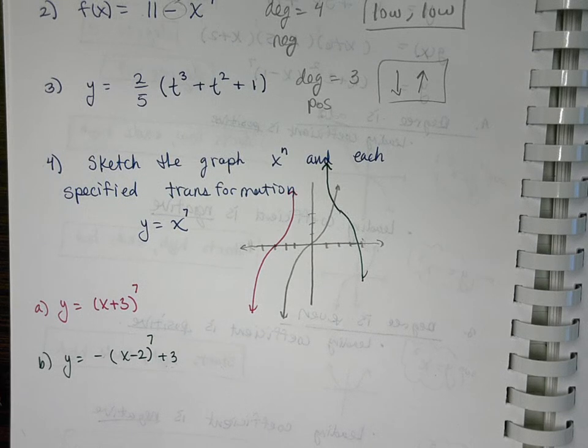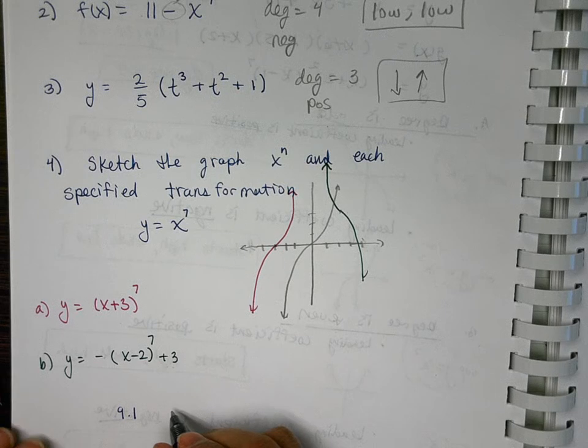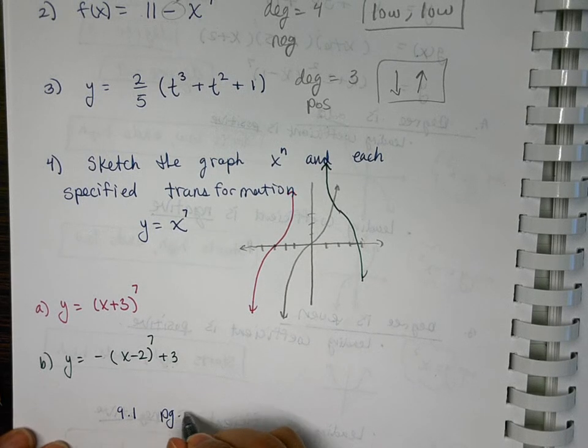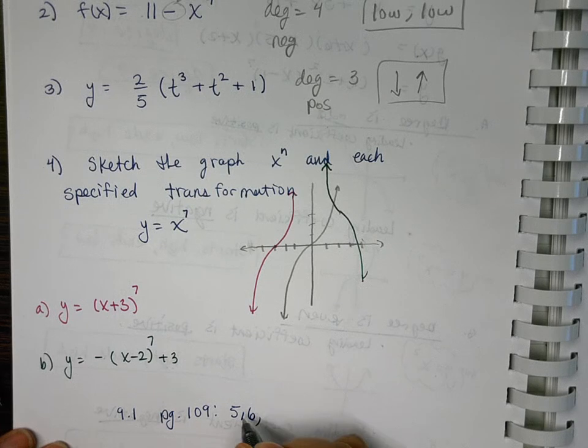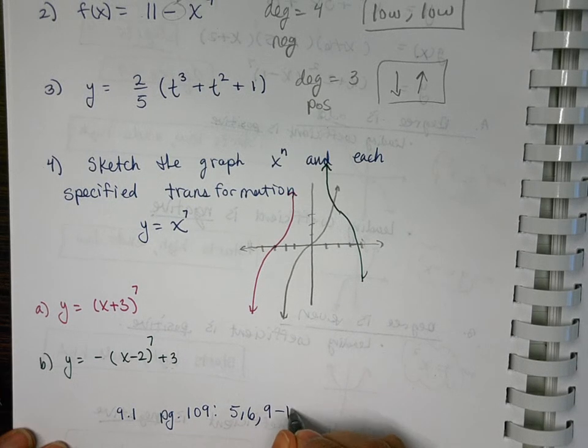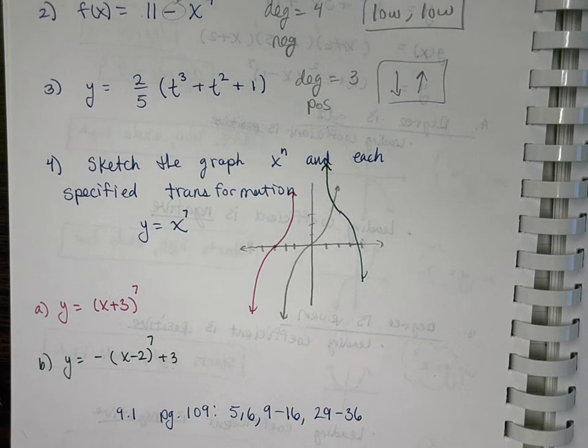Questions? Doable? All right, I don't have your assignment sheets ready for you today, so we're going to write it down for now. Page 109, 9 through 16, and 29 through 36. So much work. Questions?